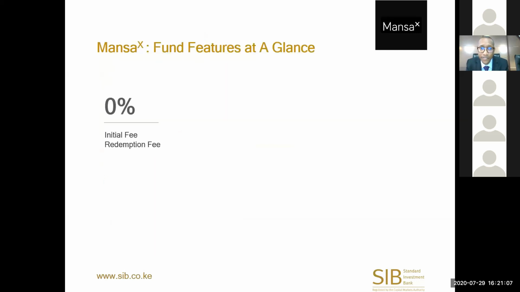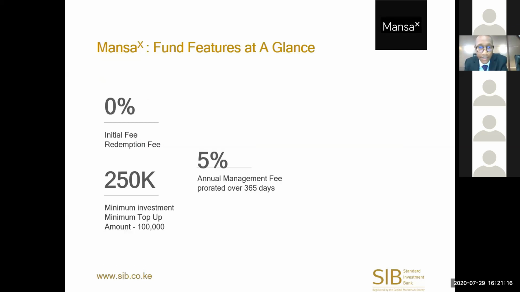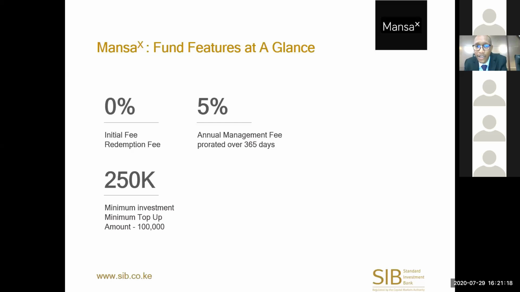So what are the features of the fund? Before I get into other details, I can just explain that we have a 0% initial fee, but there's a 5% annual management fee. And just to be clear, this is not charged upfront. It's prorated over 365 days, essentially meaning every day you pay a fee of 5% divided by 365. The minimum investment amount is 250,000 shillings with a minimum top-up amount of 100,000 shillings.